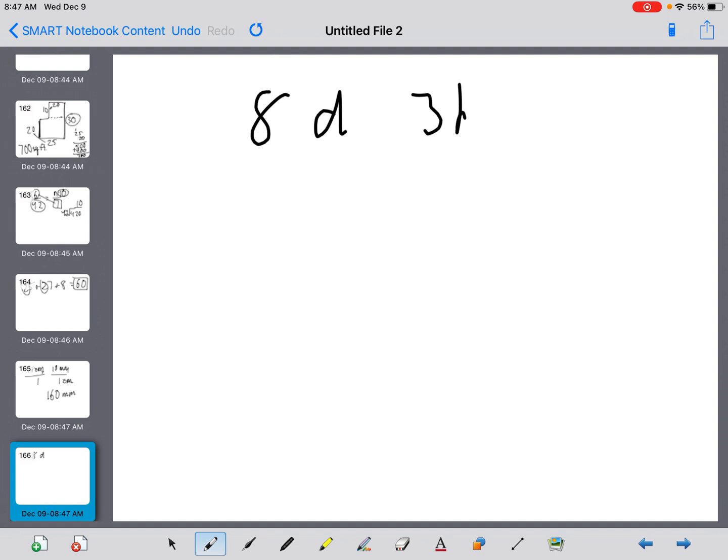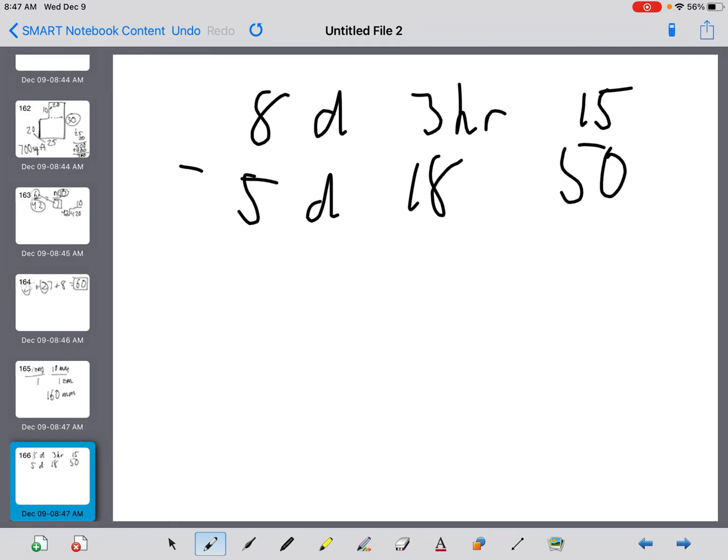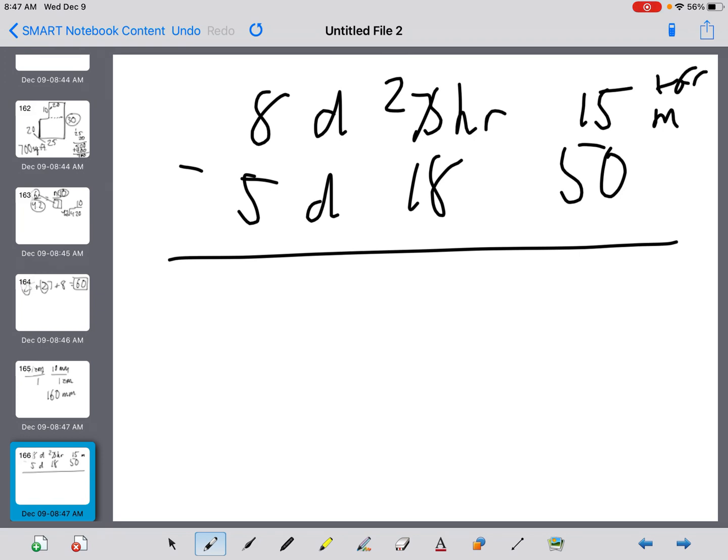Number 23, I have 8 days, 3 hours, and 15 minutes. I'm subtracting 5 days, 18 hours, and 50 minutes. I love these problems. We got to do all the conversions, guys. So I start with hours and minutes. Can't do the subtraction here. Crossing out this 3, 2 hours. I'm adding 60. 60 plus 15 is 75. Now I can do the subtraction. 75 minus 50 is 25.